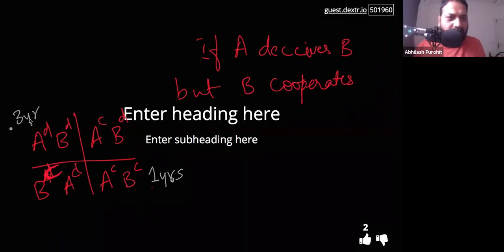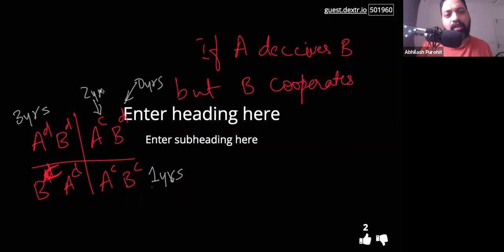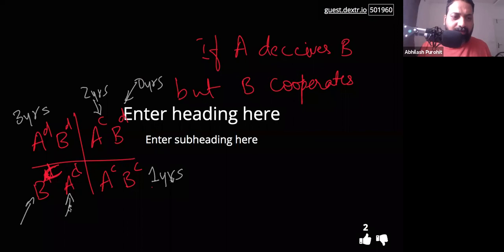Hang on 1 second, please. You both deceive each other, then you'll end up serving 3 years in jail. Here's the big deal. If you cooperate, but this guy deceives, B is going to walk out with 0 years, whereas you get 2 years. You're seeing how this situation is becoming complicated now? If he cooperates and you deceive, in this case, the one who is cooperating will end up with 2 years in jail, but because this guy deceived, he is going to get 0 years.